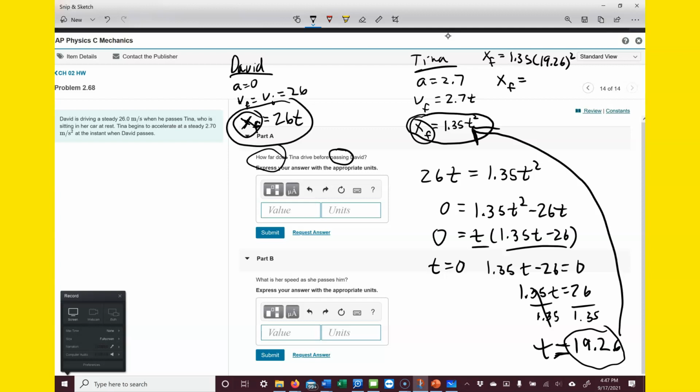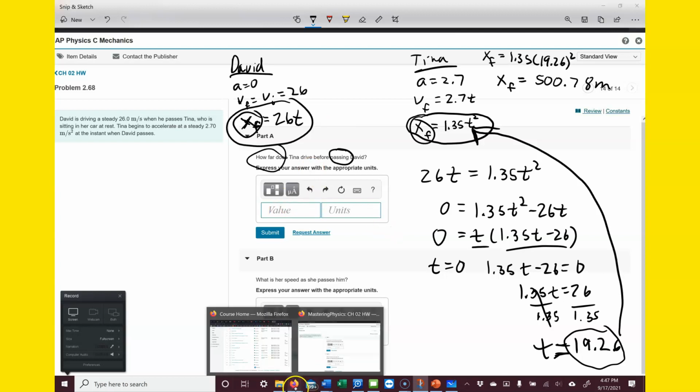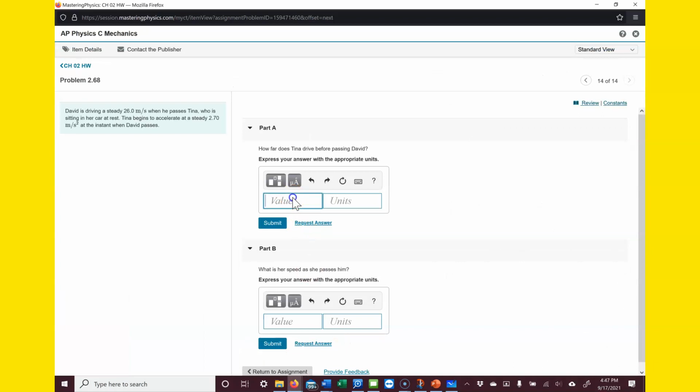Okay, 1.35 times 19.26 squared. That's a pretty good bit. That's 500.78 meters. That seems high, but maybe it's right. Let me put it in and make sure. 0.78 meters.